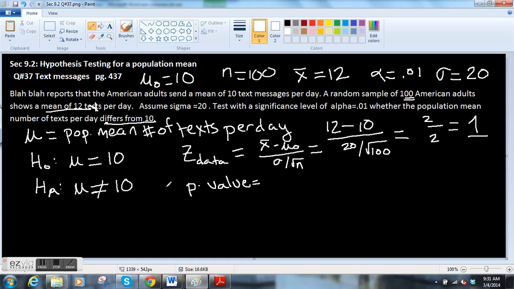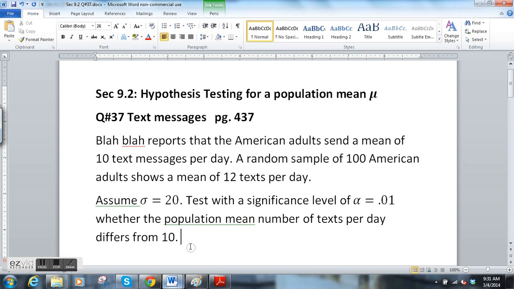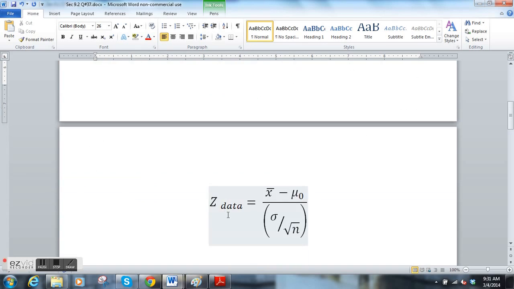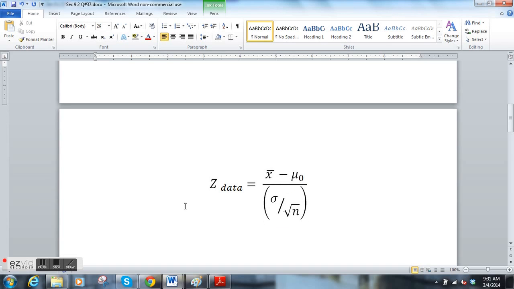Okay. The p-value, there's a couple of ways you can do this. I like to do it on the calculator, so I'm going to switch over here to this calculator method. So here we are, here's the problem. Here, I wrote this down again. Here's z data, there's the formula. Maybe it's easier for you to read that than my handwriting.